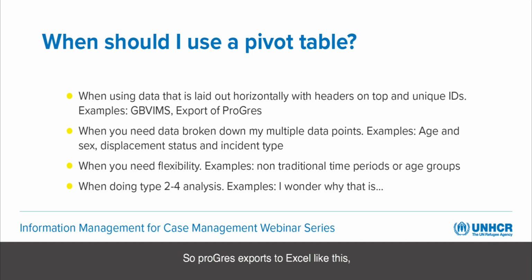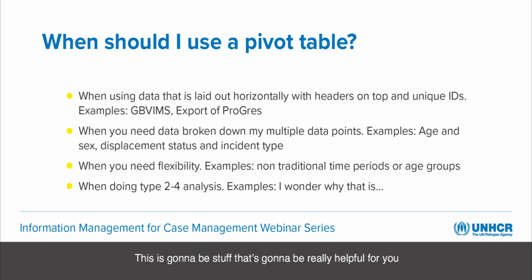So proGres exports to Excel like this. So there's headers, and then we have our proGres IDs. So you can use pivot tables with that. GBV IMS does the same. CPIMS Plus does the same. So if you have data that's automatically set up like this, or if you've set up a table, you can use pivot tables, and it really is a strong, strong tool that you're going to want to use for analysis.